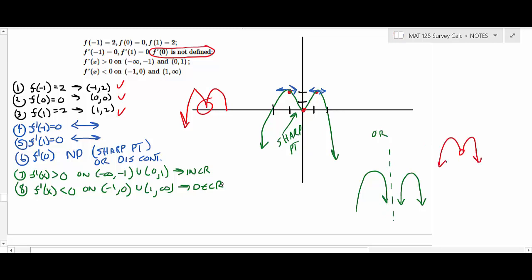Okay, you could have something that kind of looks like that. So I would have to see that there's no derivative at that point, and there could be more than one way that you could do that. And then basically I'd have to see that the function increases from -infinity to -1 and from 0 to 1. Okay, so if you did it this way, this would also be okay, if you did it like that. And then I'd have to show that you're decreasing from -1 to 0 and from 1 to infinity.